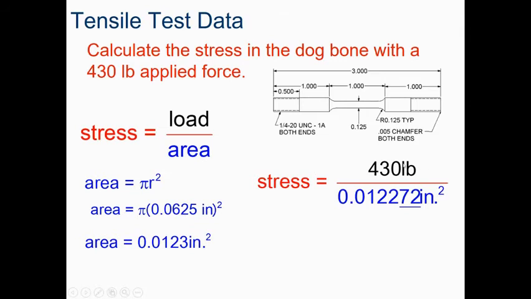I know that I have 430 pounds being applied. That's right here. I know that I have an area of my test sample of this. Therefore, the stress in my test sample is 35,000 PSI, pounds per square inch. If I have a bigger test sample, for example that 0.375 test sample, I should expect that my load is going to be correspondingly larger, so that I would get this same stress out of it.